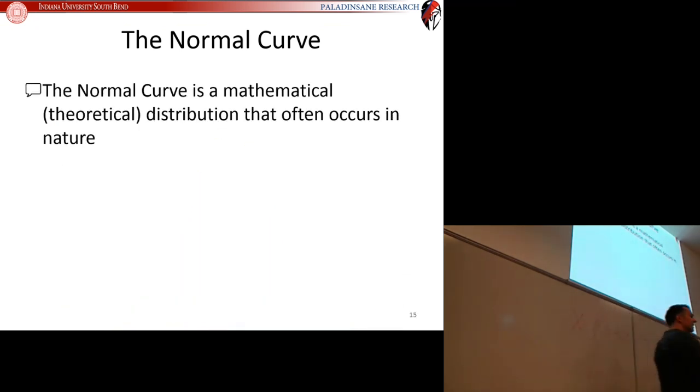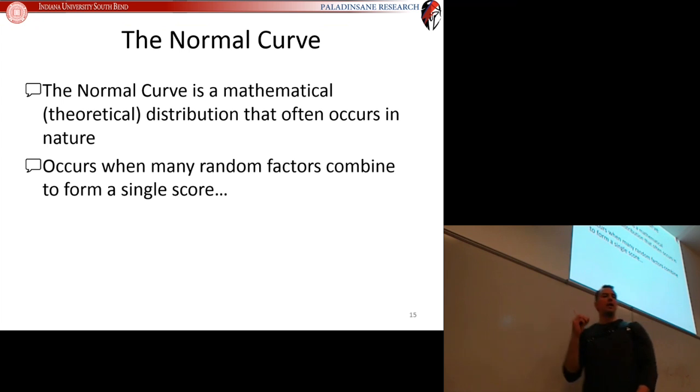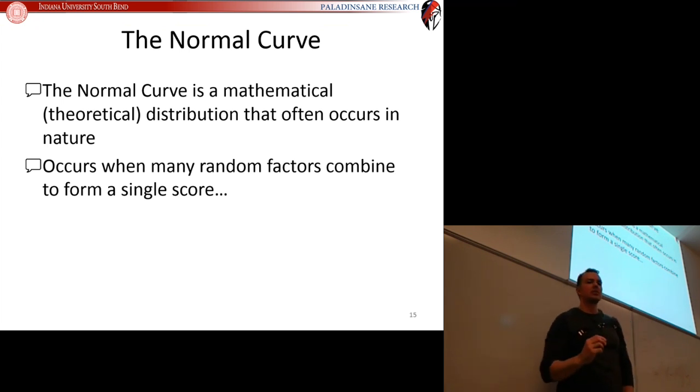So this thing occurs in nature, this normal distribution, this normal curve occurs in nature over and over again because it's the outcome when many random factors combine to form a single score. And this idea of many different factors coming together to form a single score happens in nature so often, and importantly for us, happens in psychology so very often, because there's many different factors that contribute to any single score, any single ability, any single behavior that we have.